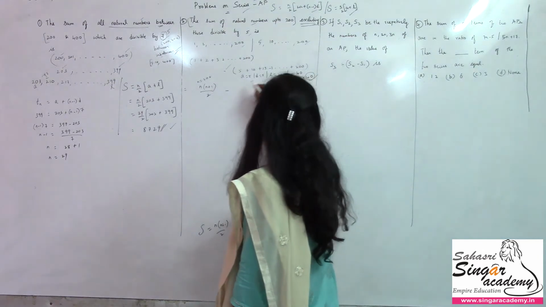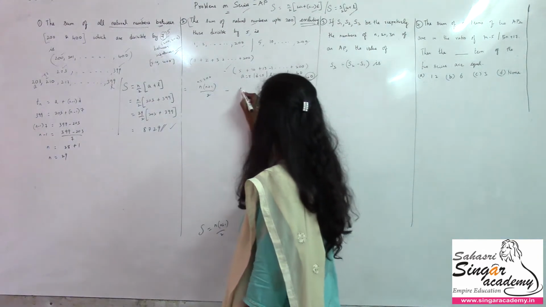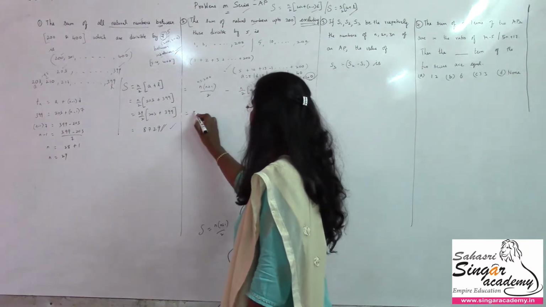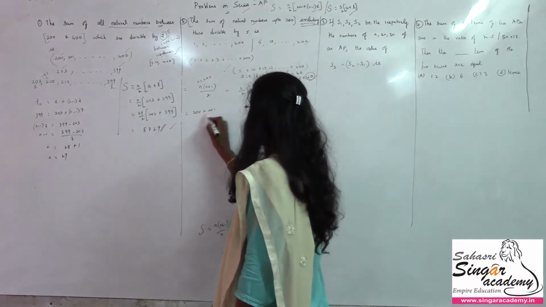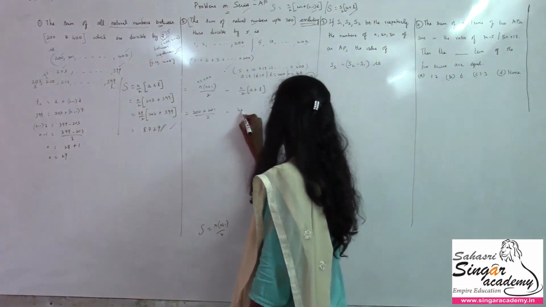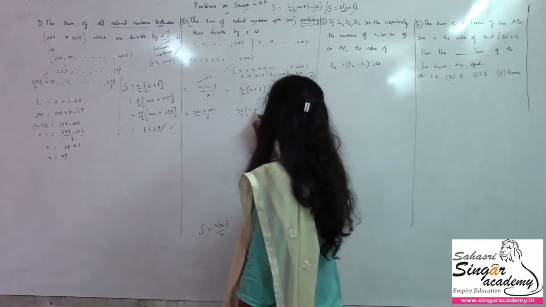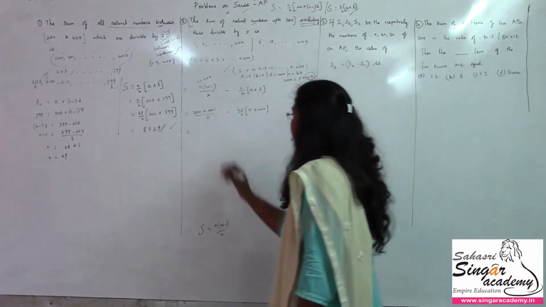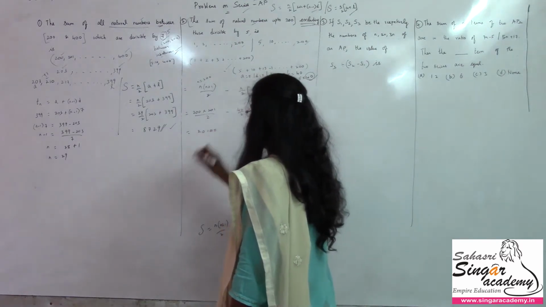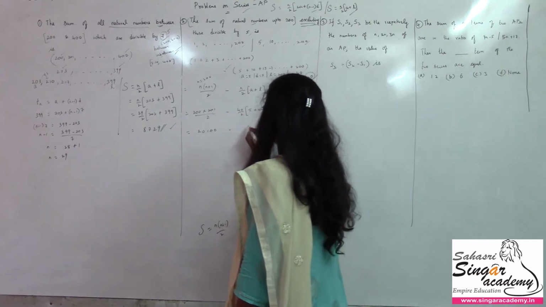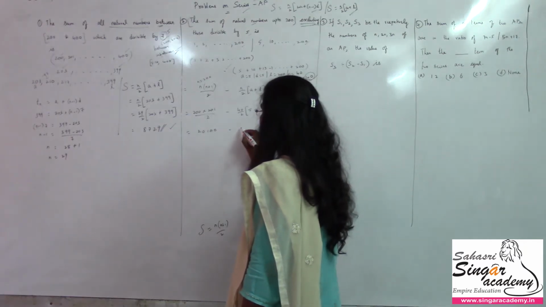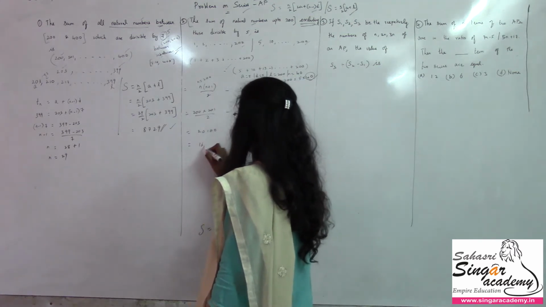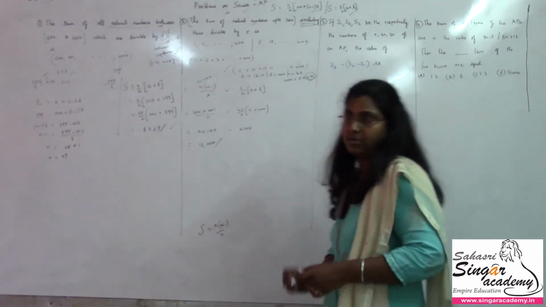So I shall go for the formula n by 2 into a plus l. Let me substitute all the values: 200 into 201 by 2, minus n is 40 by 2, into 5 plus 200. Can I get this value please? 200 into 201 by 2 is 20100, minus 4100, right? So this will be 16,000. So your answer here will be 16,000.